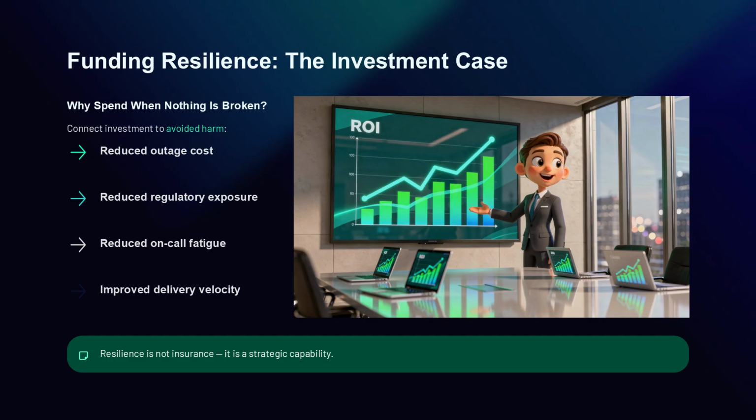With governance in place, you now handle the executive question: why spend on resilience when nothing is currently broken? You make the case by connecting resilience investment to avoided harm, such as reduced outage cost, reduced regulatory exposure, reduced incident recovery time, improved customer trust, and improved staff sustainability through reduced on-call fatigue. You also show that resilience reduces long-term cost by preventing repeated emergency fixes and by improving stability, which increases delivery velocity over time. This is how you turn resilience from insurance into strategic capability.